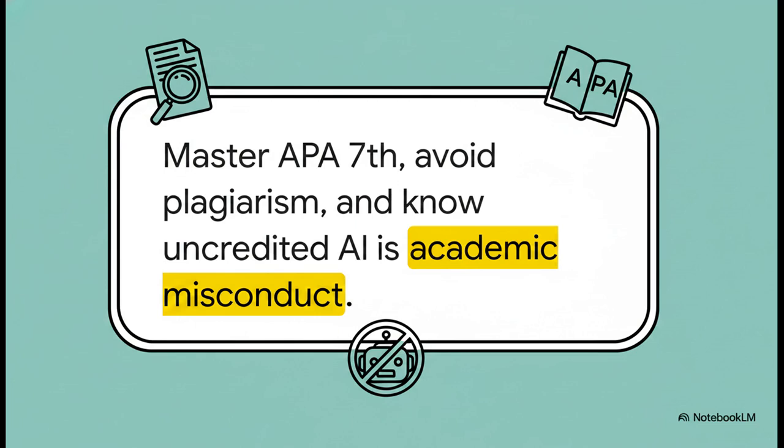And within that writing, strict academic integrity is completely non-negotiable. This means fully mastering APA 7th edition formatting. It means avoiding all forms of plagiarism, including verbatim copying and that sneaky patch writing. And, crucially in today's landscape, you have to recognize that any uncredited use of AI to generate content constitutes serious academic misconduct. Just don't risk it.